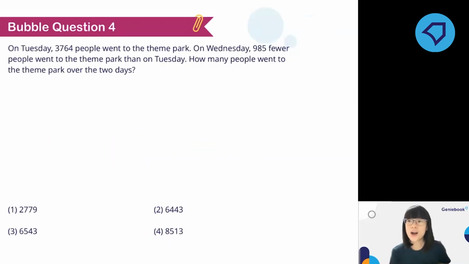Okay. On Tuesday, 3,764 people went to the theme park. On Wednesday, 985 fewer people went to the theme park than on Tuesday. How many people went to the theme park over the 2 days? So again, when you're ready, can you please type OK in the chat so that I know I can launch my options soon. What do you need help? You need to find the number of people who went on Wednesday. Wednesday is fewer. Then you need to find the total number of people. Okay?